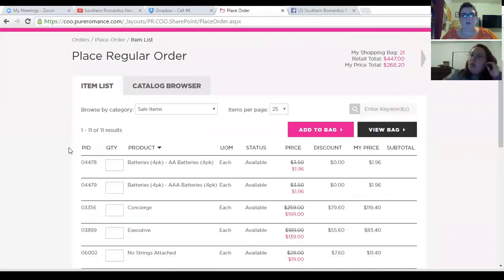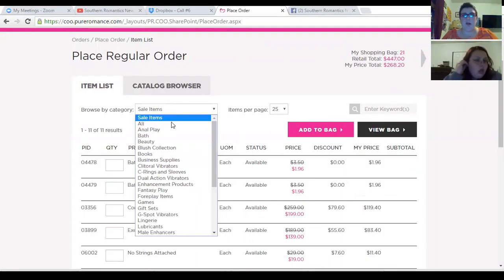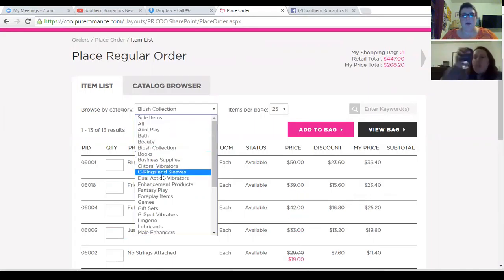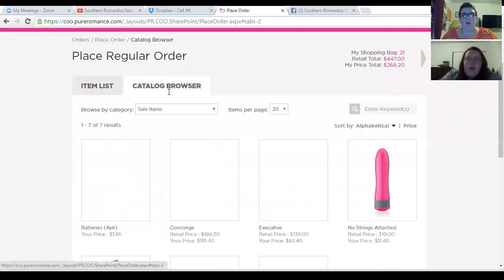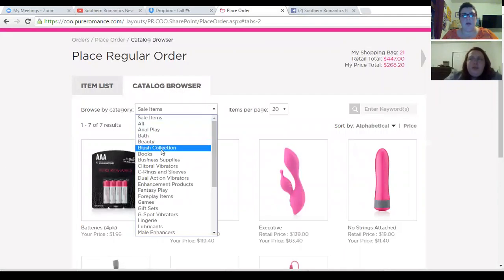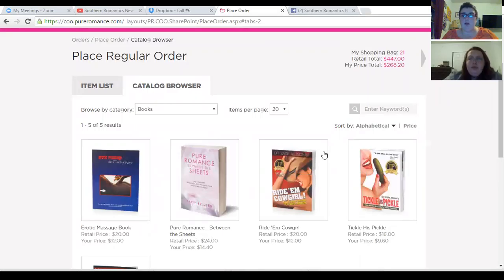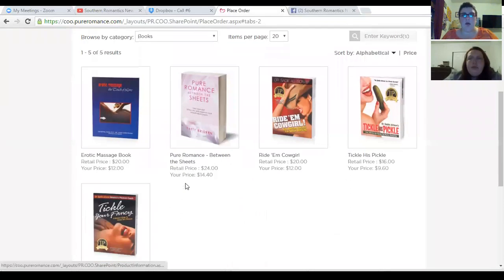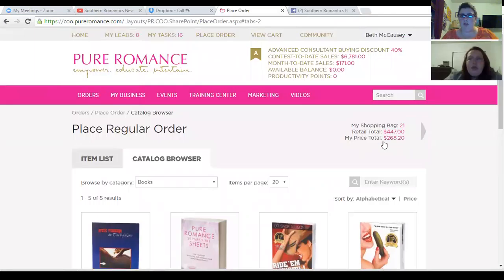Then when you're here, obviously you can go in, add things by their sale, drop down menu, pick by their catalog, by their names in the catalog, or you can go catalog browser, and if you're a visual person, see exactly. Then you'll add everything to your cart. It'll total it out for you, and you'll follow step by step that way. Stop share. Now, our next thing is building and organizing inventory.